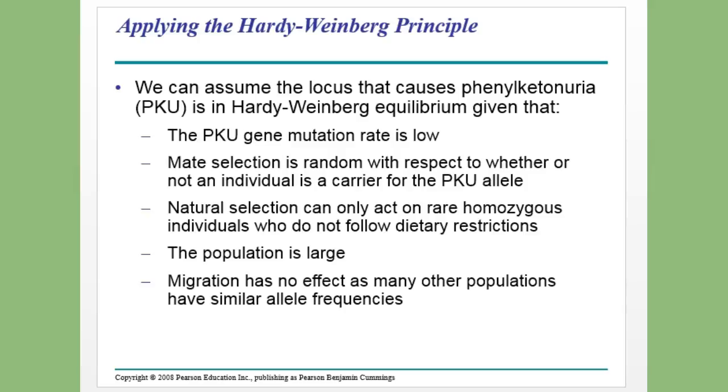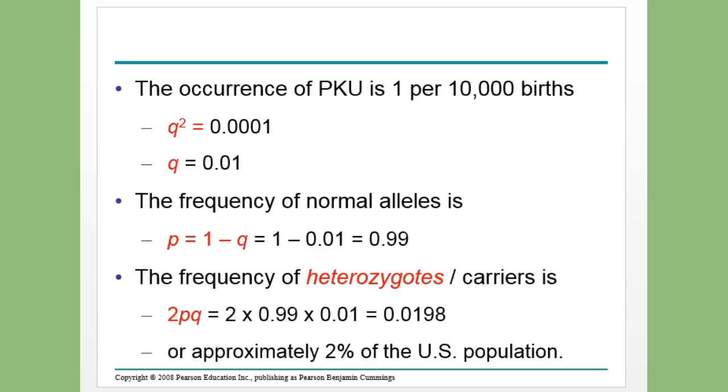Alright, so to apply this Hardy-Weinberg principle, we can assume that the locus that causes PKU is in Hardy-Weinberg equilibrium, given that the PKU gene mutation rate is low, mate selection is random with respect to whether or not an individual is a carrier for the PKU allele, natural selection can only act on rare homozygous individuals who do not follow dietary restrictions, the population is large, and migration has no effect as many other populations have similar allele frequencies.